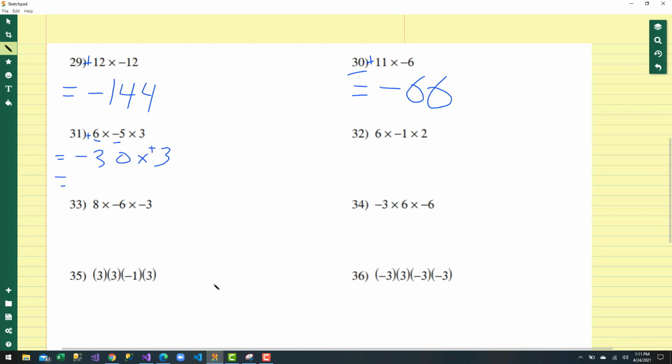So negative and positive, when you multiply it, answer is opposite signs is negative, and 30 times 3 is 90. So you see it looks complicated, but one step at a time. Let's move on to number 32.